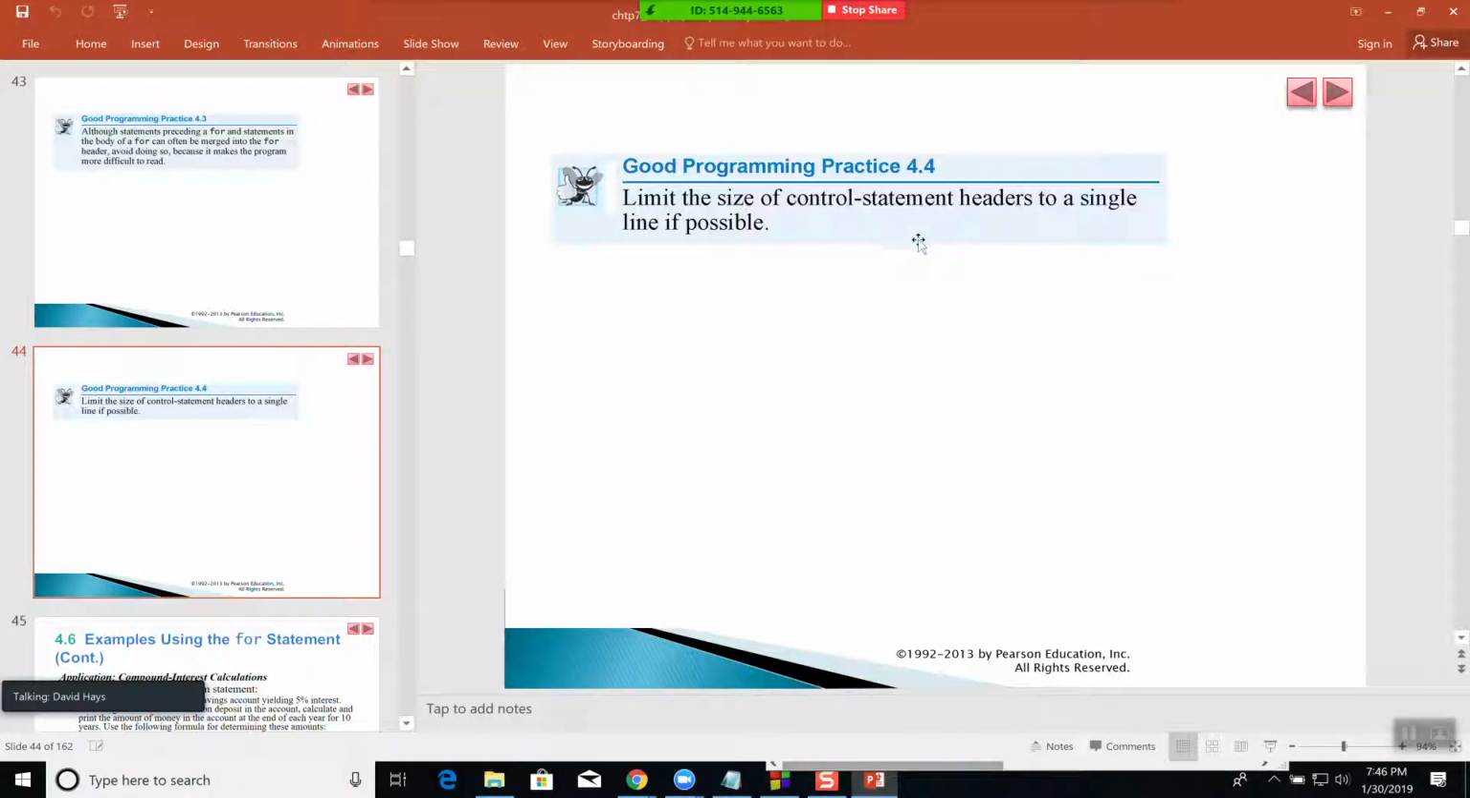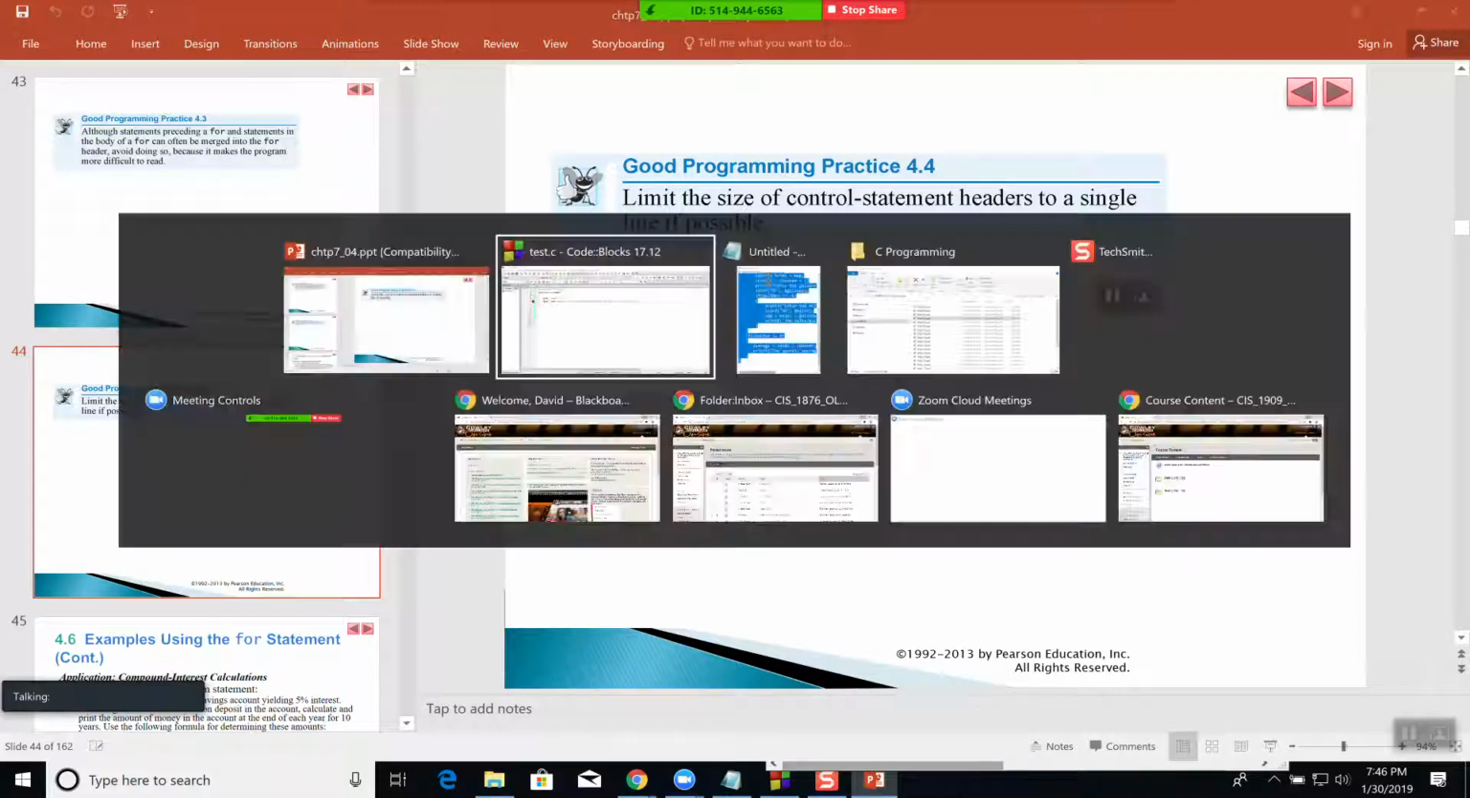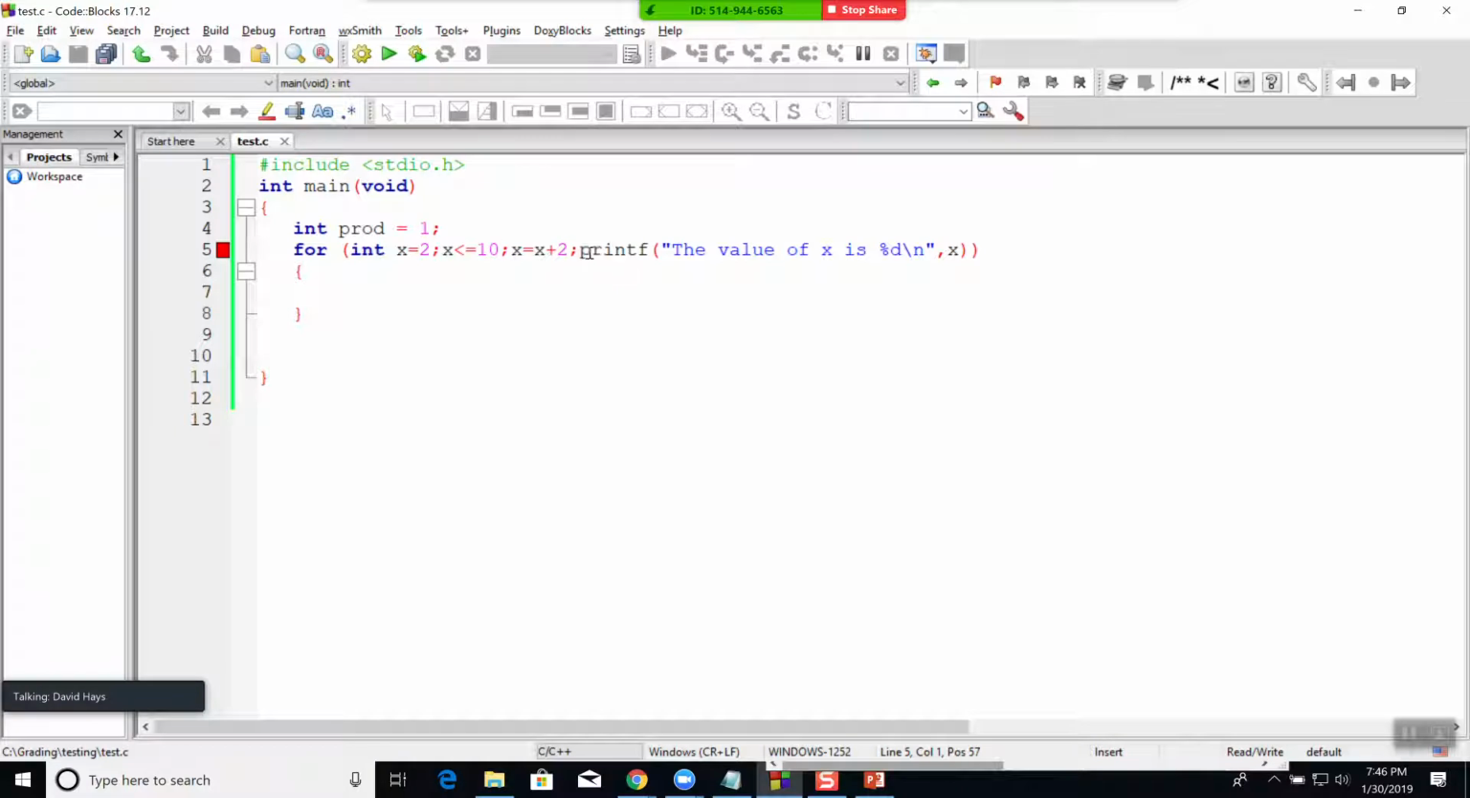Limit the size of a control statement header to a single line if possible. Again, try to keep this all in one line, keep it short. Notice I used the variable X. I was just cursing that electrical engineer out earlier, saying he used X and P and single letter variables all over the place. When you've got a variable that's controlling your loop, oftentimes you just use a single letter. You don't have to. Sometimes I use X, sometimes I use index.